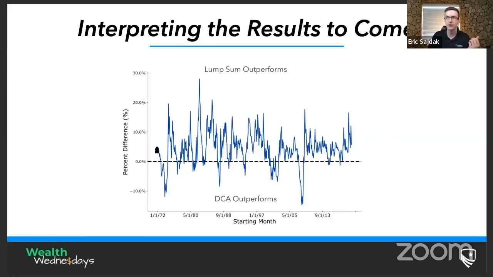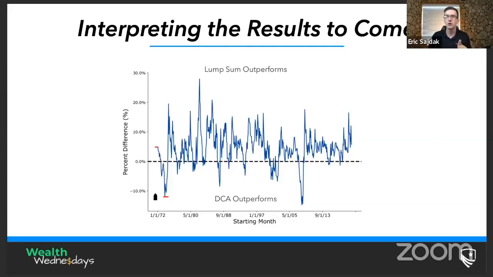So we see right here, this is right around 5%. So from January of 1972, investing lump sum would have gained about 5% more than, and outperformed, dollar cost averaging by 5%. If we look here, it's hard to see, but this might be 1974, one of those months in 1974. So now we see lump summing would have underperformed dollar cost averaging by over 10%.